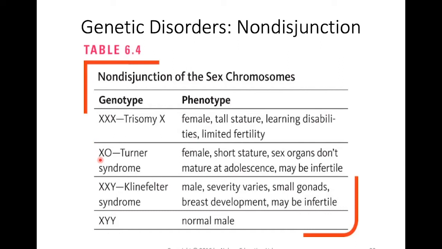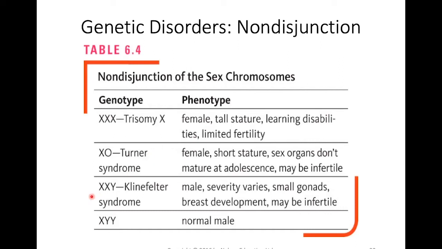This could be received from either the father or the mother, but the opposite gamete did not have a sex chromosome. And so a single X chromosome is known as Turner syndrome. The individual would be female. However, because of the lack of the other X chromosome, some of these secondary sex characteristics, as well as primary sex organs, don't necessarily mature as they normally would. And so a female with Turner syndrome may be infertile as she develops into adulthood.